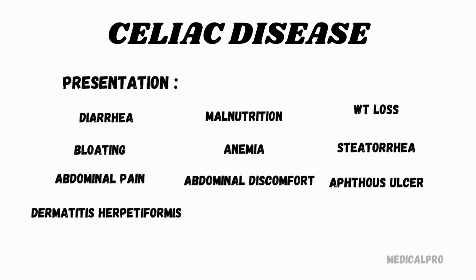The signs and symptoms of the celiac disease are diarrhea, malnutrition, weight loss, bloating, anemia, steatorrhea, abdominal pain, abdominal discomfort, aphthous ulcer, and dermatitis herpetiformis.